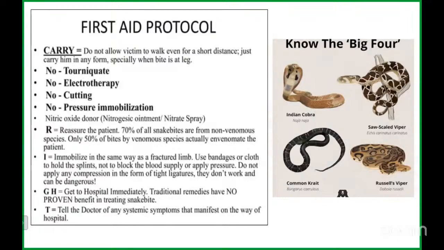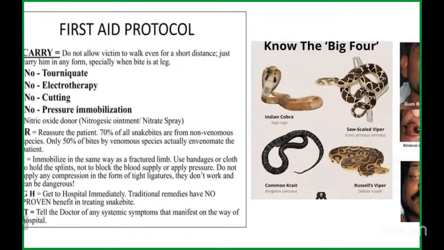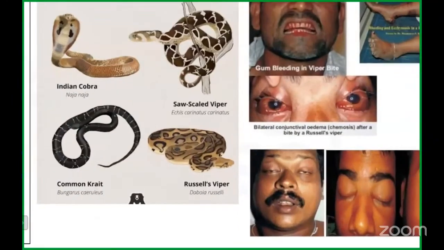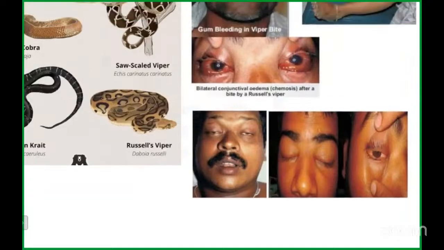GH is get to hospital immediately. Don't go to babas. Don't go to sadhus for snake bites. At least traditional remedies have no proven benefit in treating snake bite. And T is tell the doctor of any systemic symptoms that manifest on the way. What do you mean by systemic symptoms? So if it's a neurotoxic bite, you can have features of ptosis. These are pictures that I've collected from different patients.